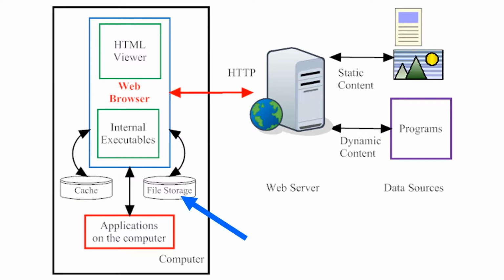Another kind of storage is the general file storage for your computer, such as the storage space available on your hard drive. Your web browser can download documents and applications from the web, and it can store those documents and applications in the storage space on your computer. And then you can open or execute those files later without being connected to the internet or even having your web browser open. Now let's start working our way over to the right.